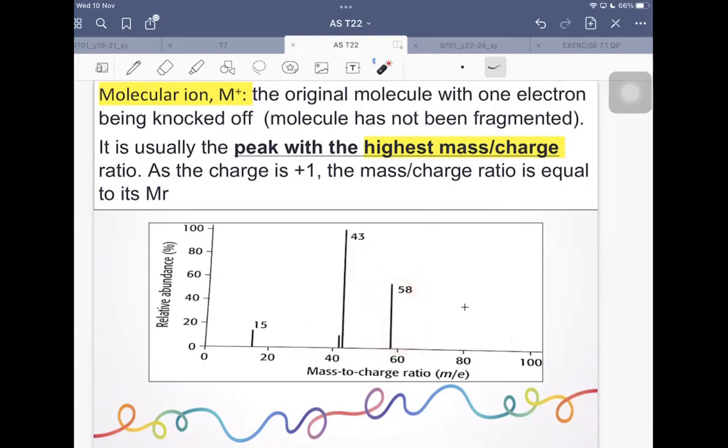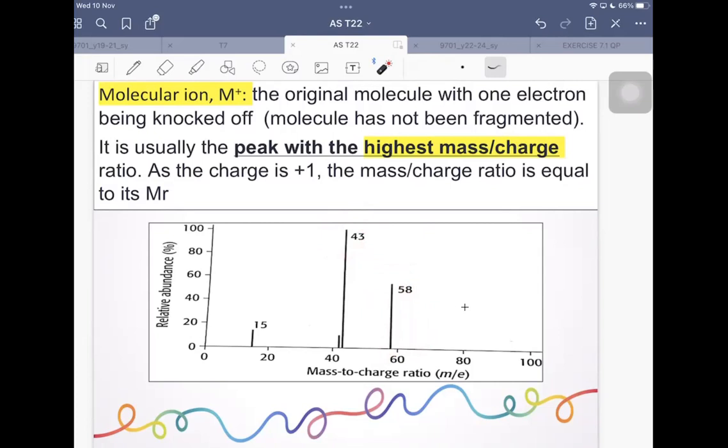All right, so I have to read off the x-axis. So please don't get this confused. Students always think, oh, this is the highest peak. Sorry, the peak with the highest relative abundance. But the molecular ion is usually the signal, the peak, that has the biggest number on the x-axis.